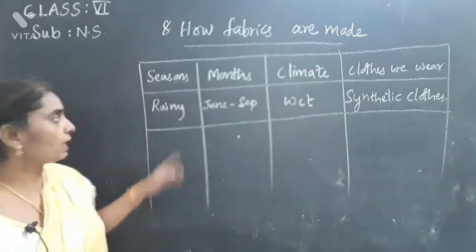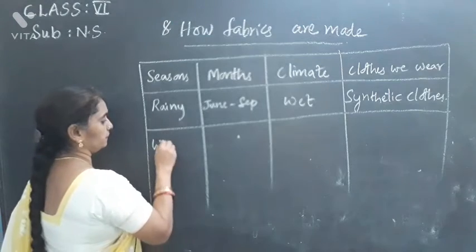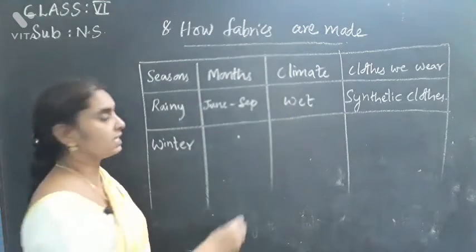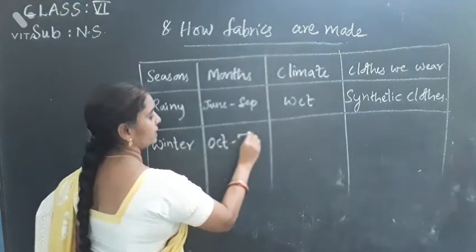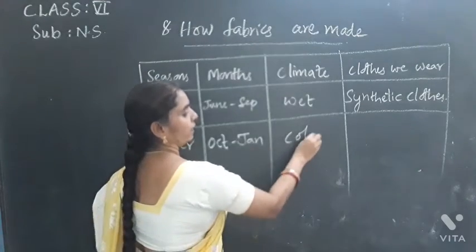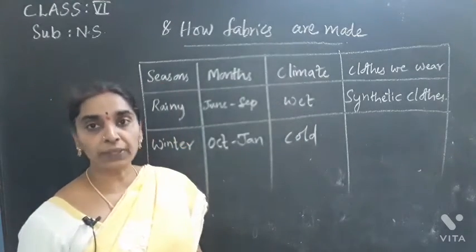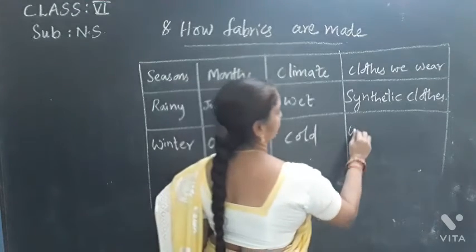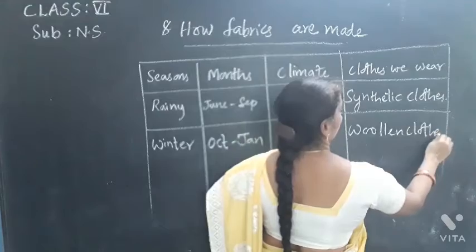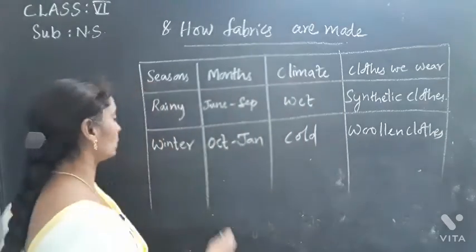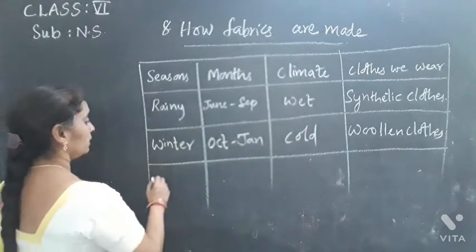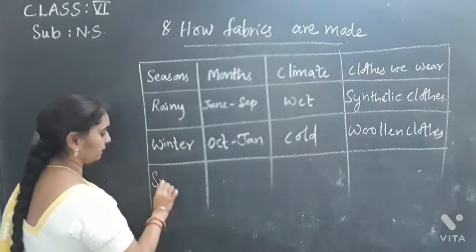And next, coming to the winter season. October to January, we have winter season. The climate is very cold, and the type of clothes that we wear in this season are woolen clothes, isn't it? You try to wear sweaters, mufflers and so on, stockings, socks, etc. during the winter season.